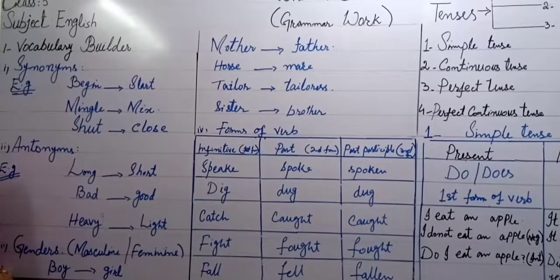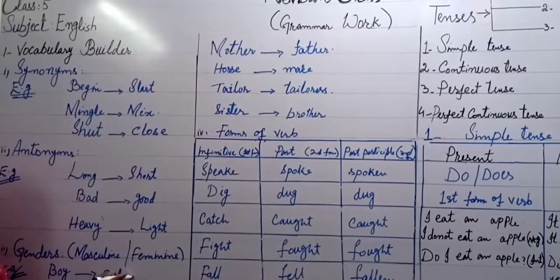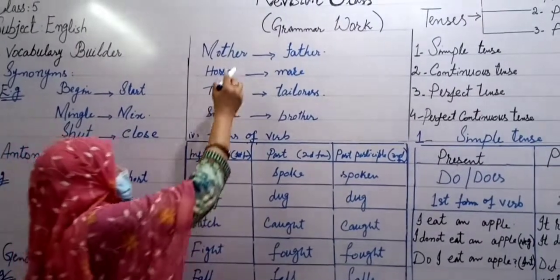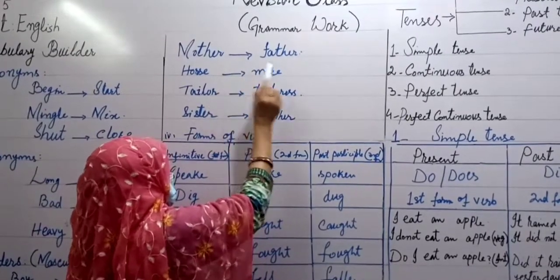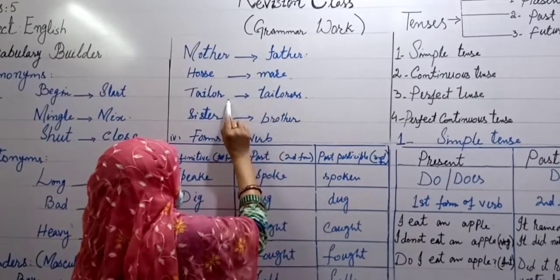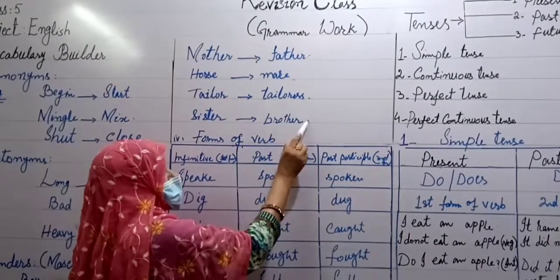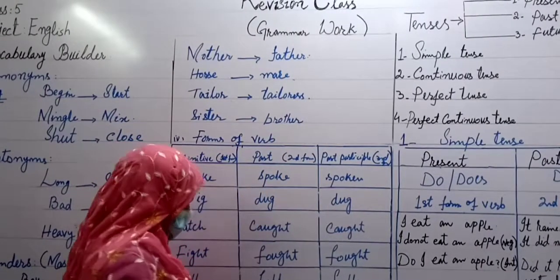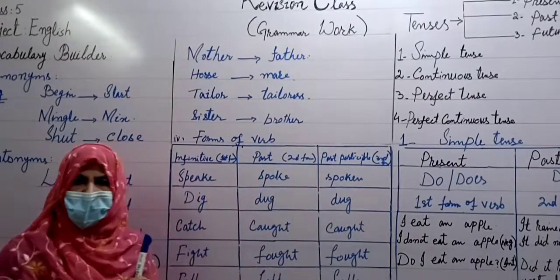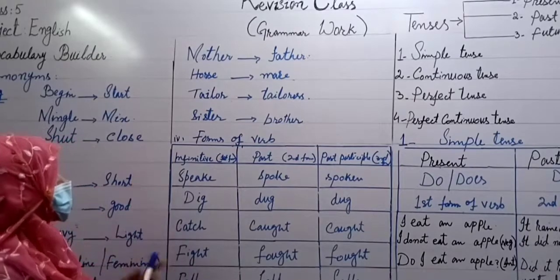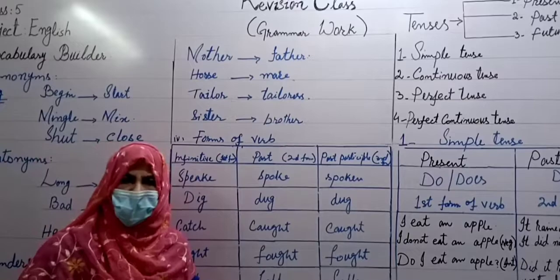These are examples like boy, girl, mother, father, horse, mare, tailor, tailoress, sister, brother. These are the examples of genders. Okay, students? Let's move towards the next topic, forms of verb.